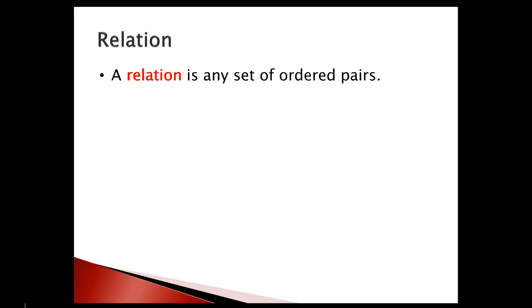A function is a type of relation, so first of all we are going to see what a relation is. A relation between two sets is a collection of ordered pairs containing one object from each set. Also, we can define a relation as any set of ordered pairs.